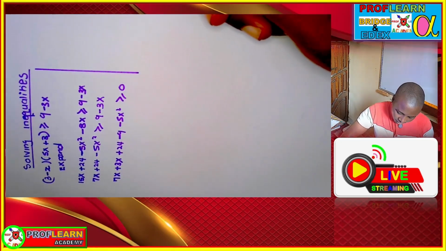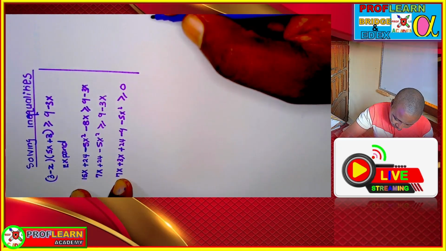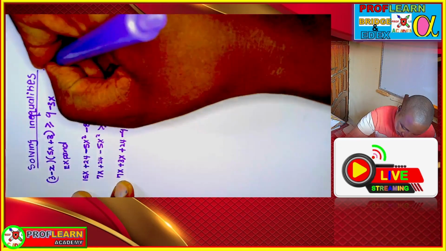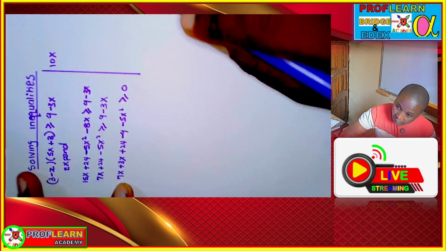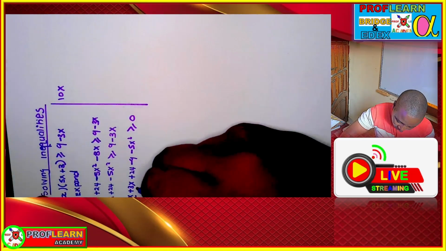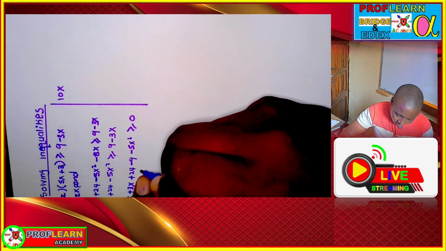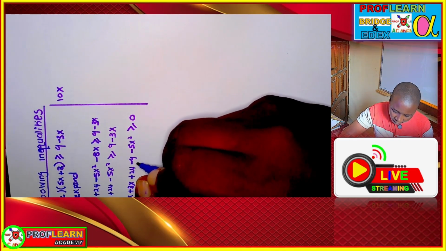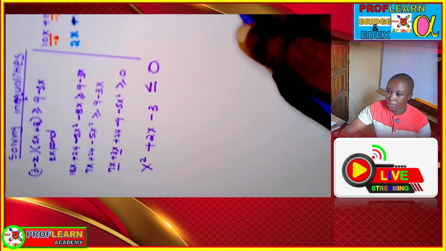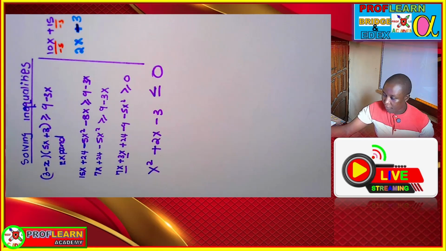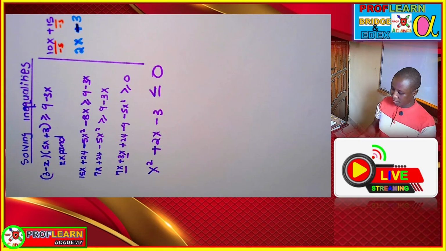So this is going to be what? 10x. Yeah, it's going to be 10x. This and this will translate to 10x. This will be what? 24 minus 9. So this is the equation of interest, and this is the equation that we are supposed now to solve.